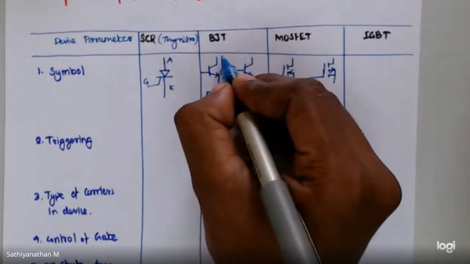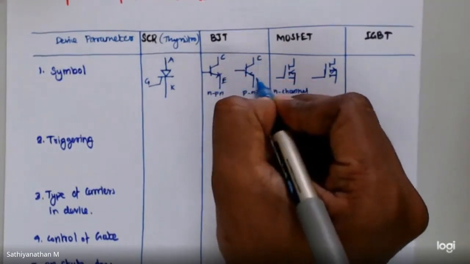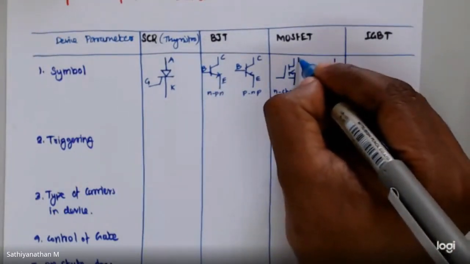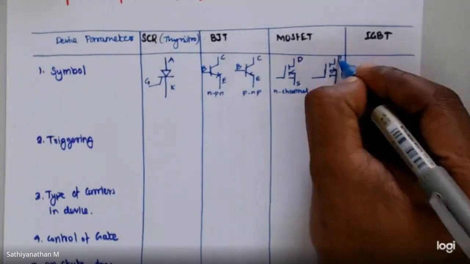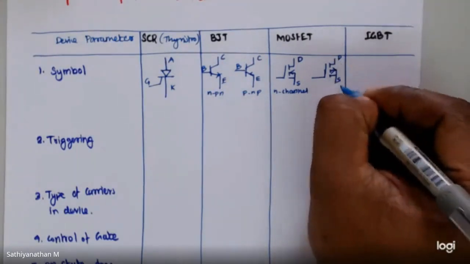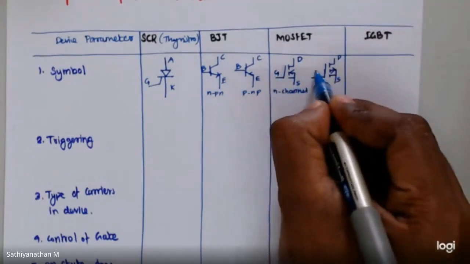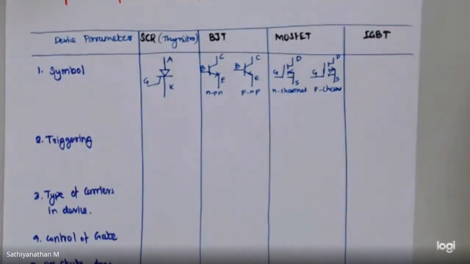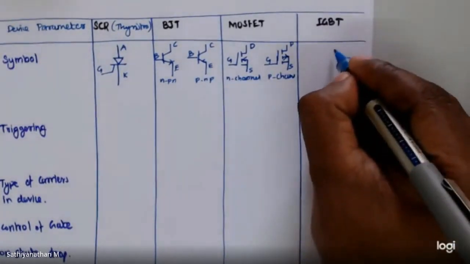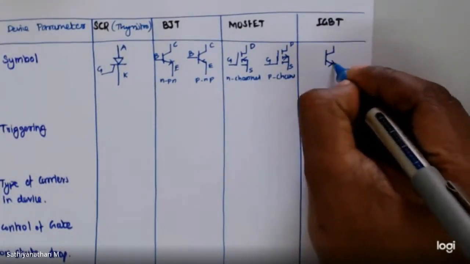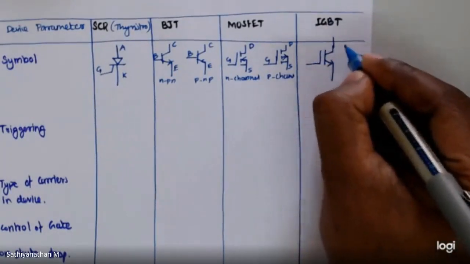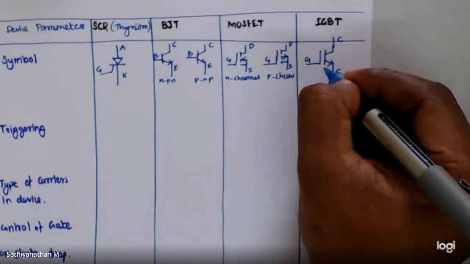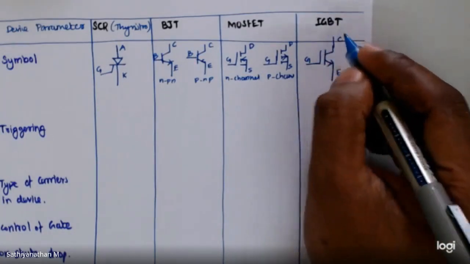So here you have collector, emitter, base. This is drain and source. This is drain and source. There are two main terminals and you have an additional terminal called gate. So IGBT has the structure of a transistor. So this is collector, emitter, and the gate. Gate is insulated or isolated. That is why we are calling it IGBT.